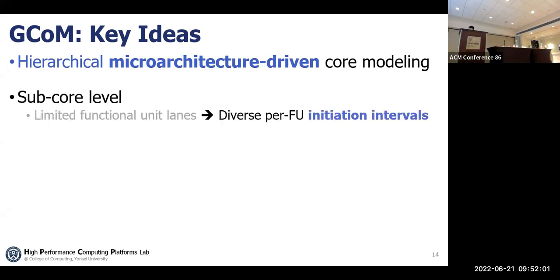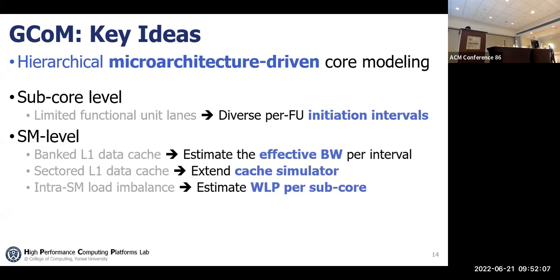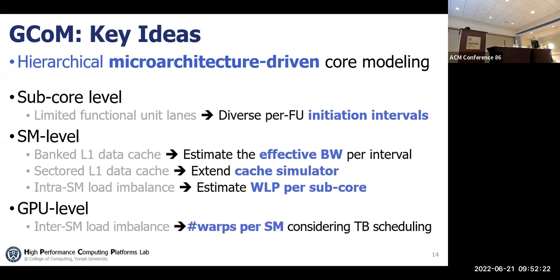First, at the subcore level, GCoM introduces a different initiation interval per functional unit. At the SM level, GCoM estimates the effective L1 data cache bandwidth per interval. GCoM extends each cache simulator to model sectored cache, and it estimates warp-level parallelism at every subcore. Lastly, at the GPU level, GCoM counts the number of warps executed by each SM, considering the thread block scheduling policy.